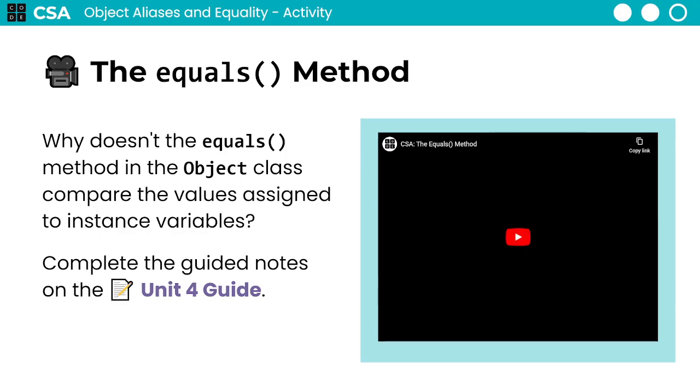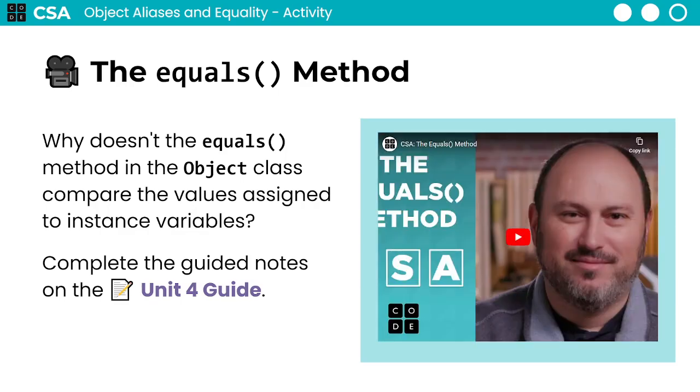So this is the second video that I mentioned before. Why doesn't the equals method in the object class compare the values assigned to an instance variable? He goes into detail on why that is. Again, that link is going to be in the description for this video.